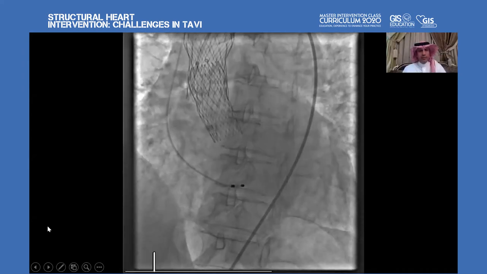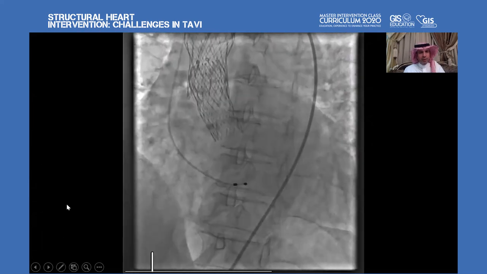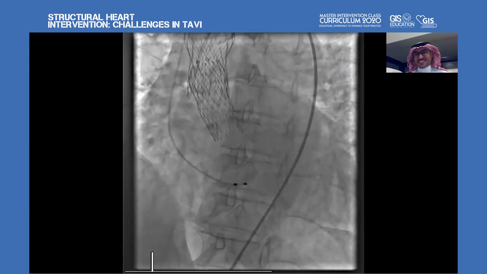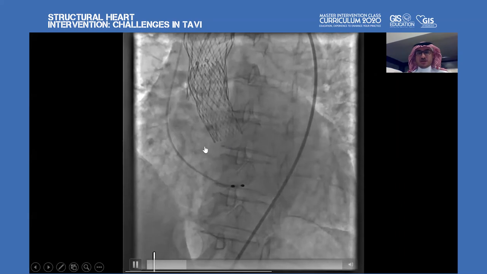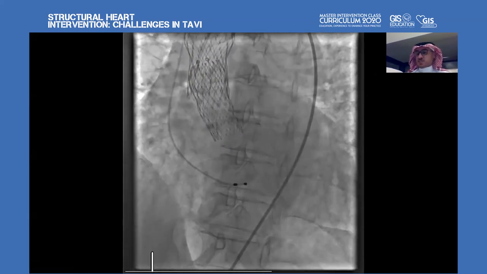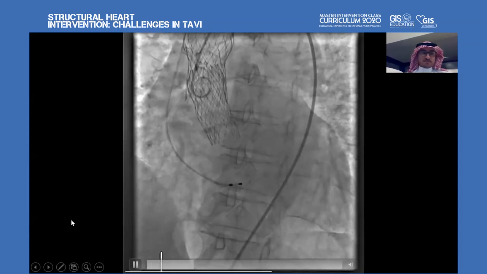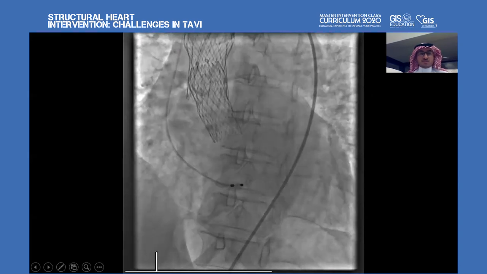Excellent. And you deploy it a bit lower this time, right? Yes, we didn't want to put a third valve. That would not look very good. Definitely we wanted this valve to be a bit deeper. Interestingly, she had a baseline block right under the branch, yet she did not need a pacemaker, which is a bit surprising. The case would make you think she would require a pacemaker.